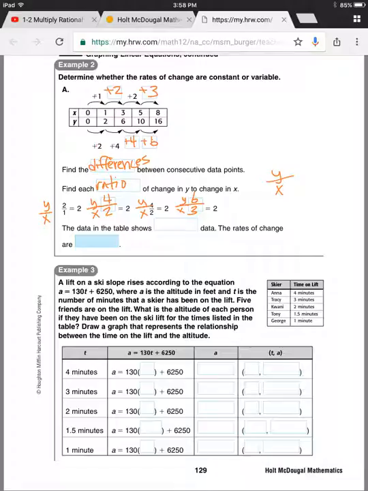The data in the table shows linear data because the rates of change are constant, or all the same.